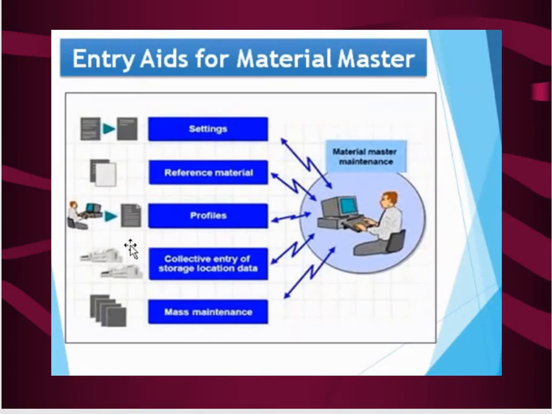Now the entry aids for material master. Entry aids are the fastest ways to see or do things in the material master. Suppose someone changed the material master and you want to see when it was changed, you can view that. If you want to make changes, the fastest way is mass maintenance. And suppose you have to create another material but you already have a material with similar data, you can create a material with reference to another material. These are the ways you can use to create materials in a faster and simpler way.